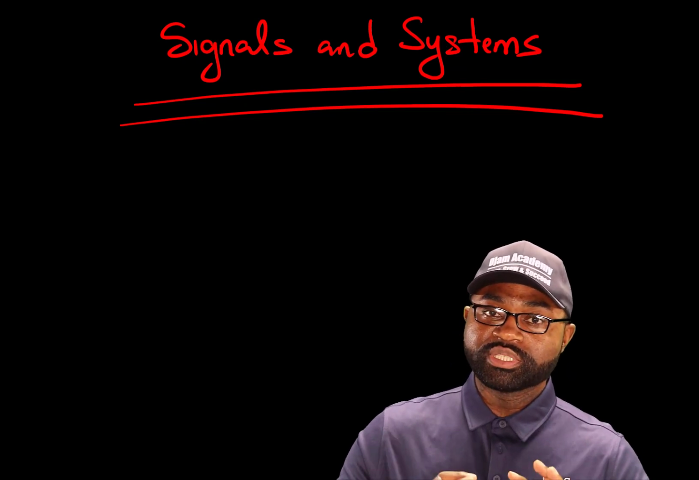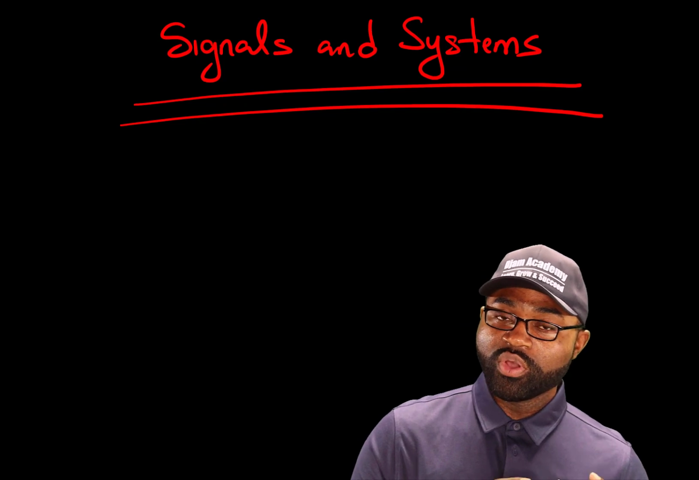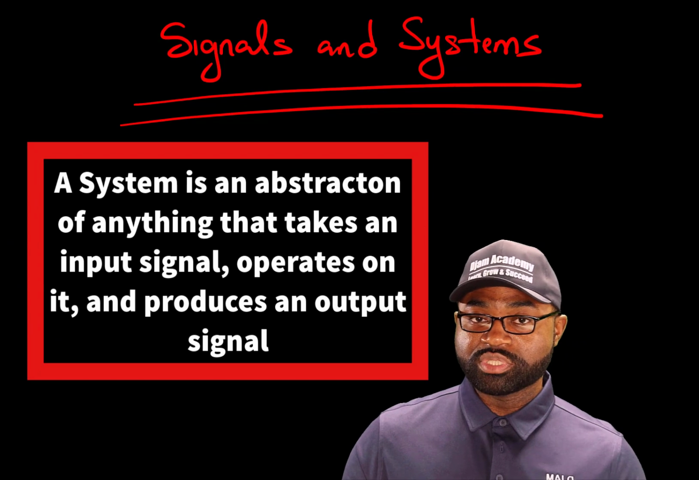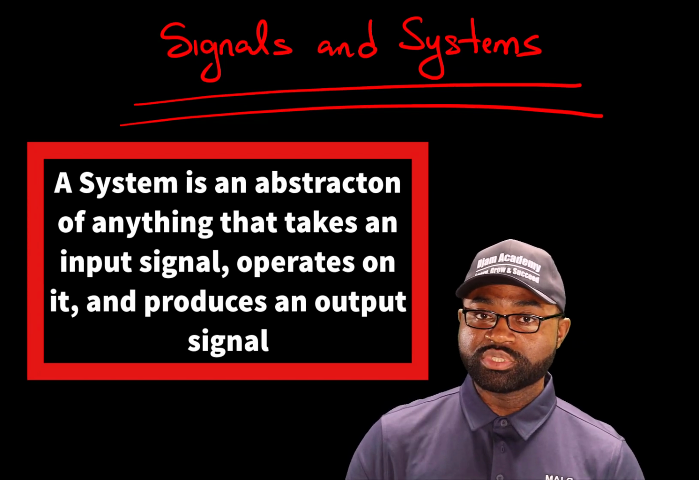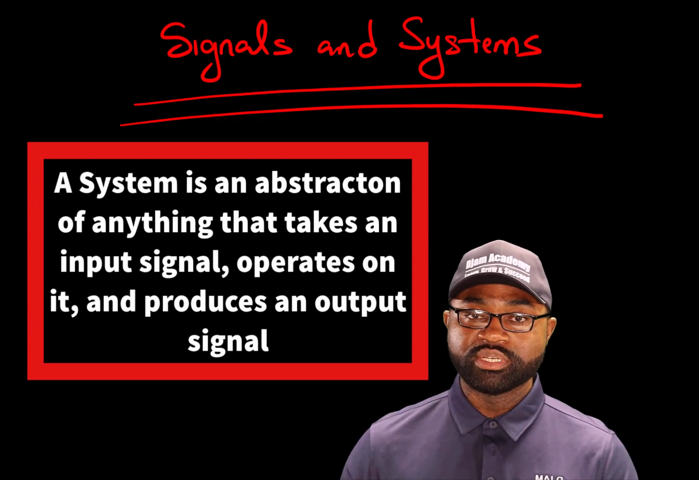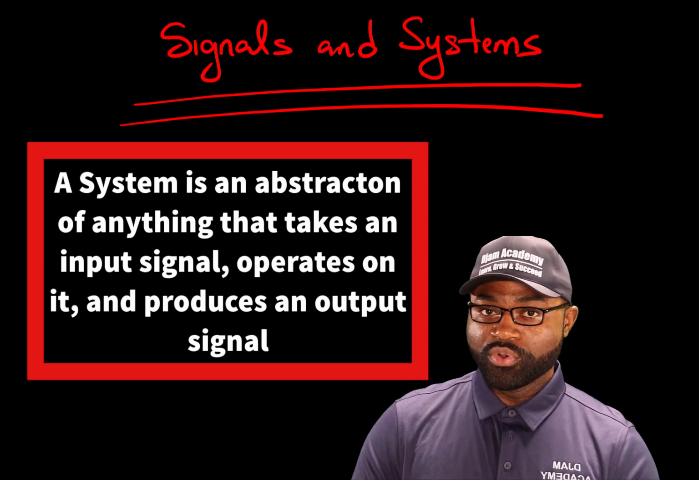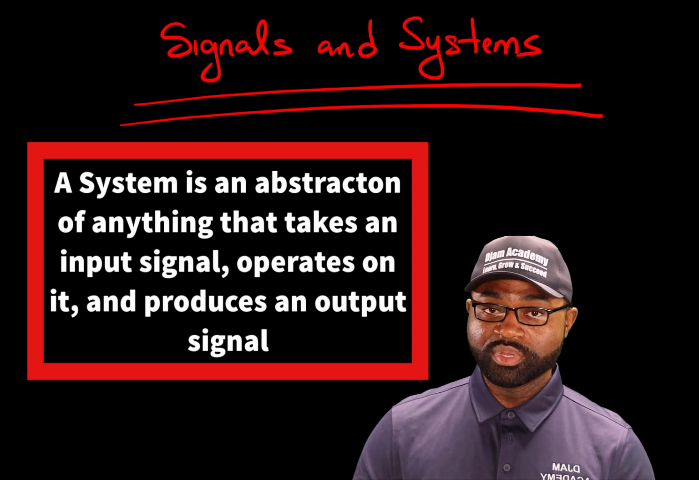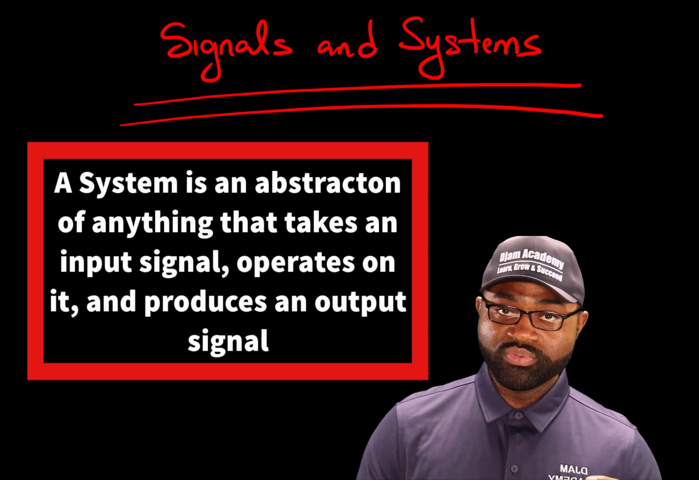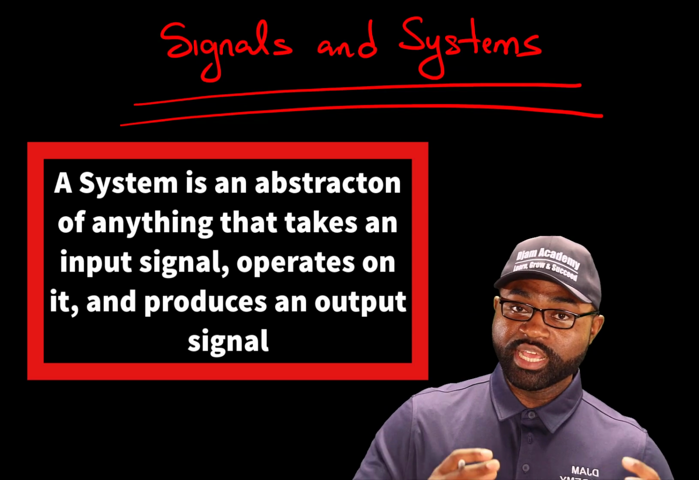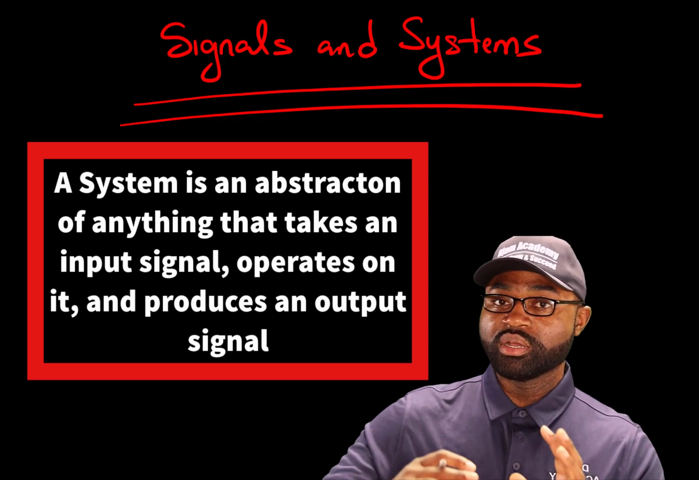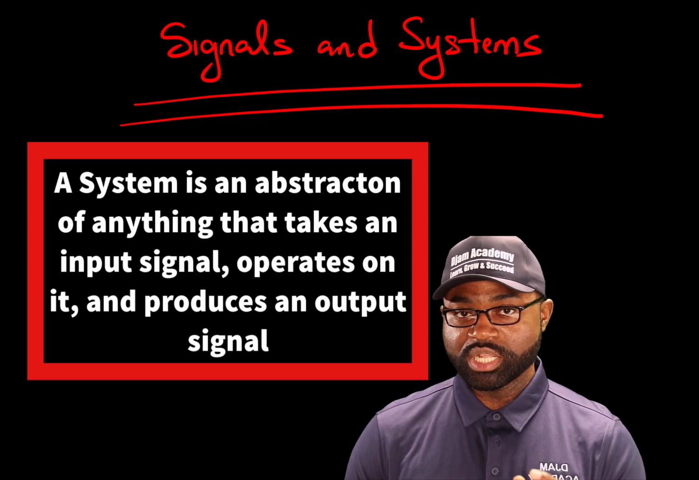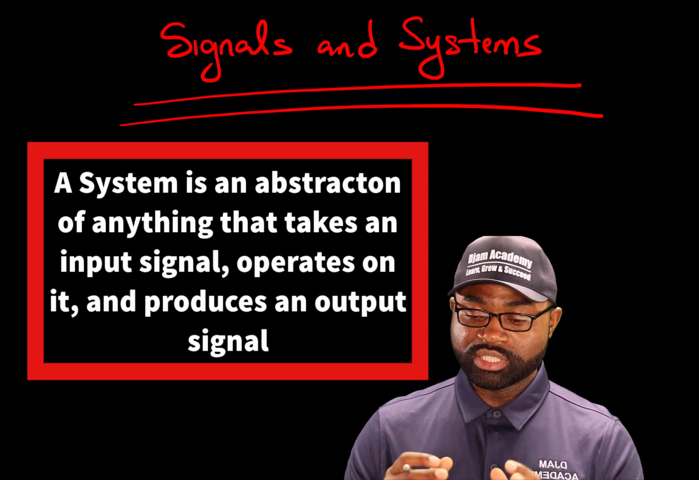In simple terms, a system is anything, or simply an abstraction, that takes in an input signal, operates on the input signal, and gives out an output signal called the response. Therefore, we can conclude that a system establishes a relationship between an input signal and the output signal. But the question remains, what really is a signal?